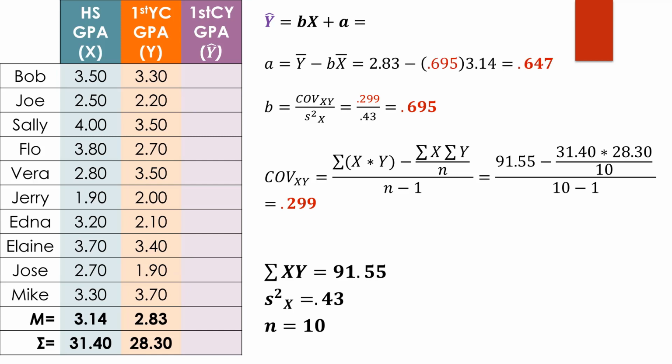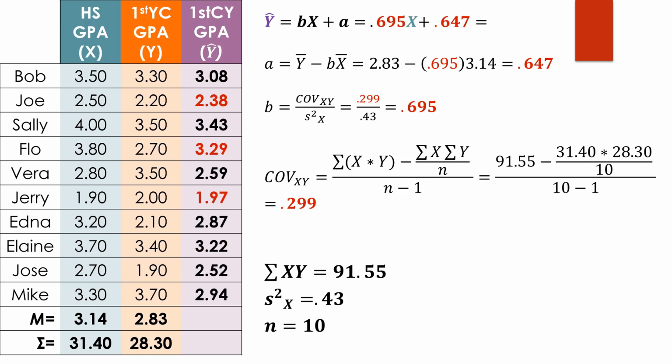Now, lastly, we plug in the numbers that we have here, and then we can solve for the Y-intercept. The predicted Y value when X equals 0 is 0.647. So we can then fill out our regression equation at the top here, and we get Y hat equals 0.695 times X plus 0.647. Now, when you have that equation calculated, what you do is plug in every value of X, and then you calculate your predicted Y value.